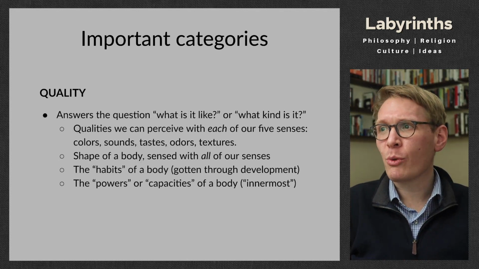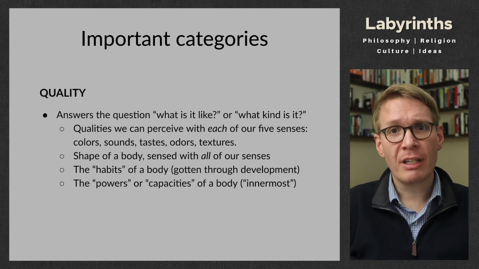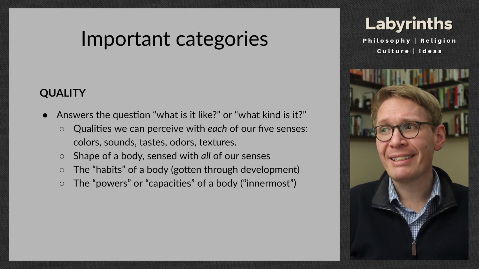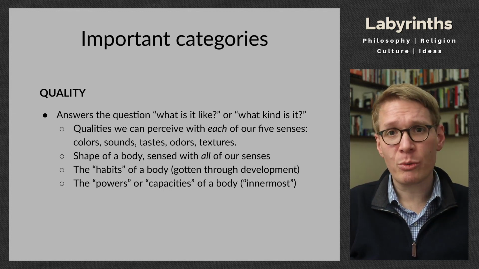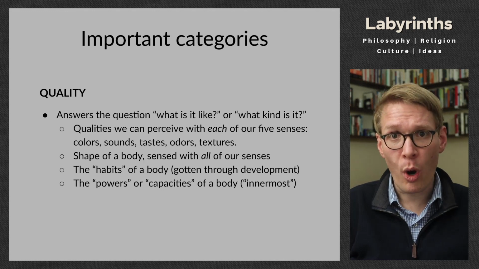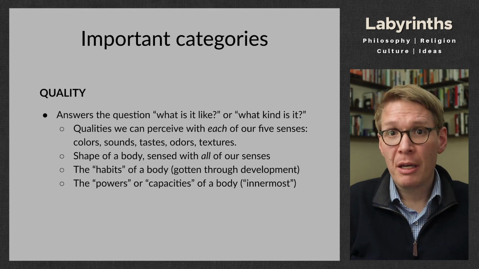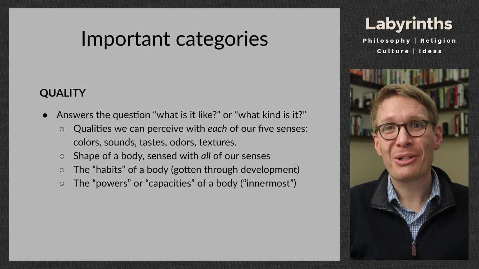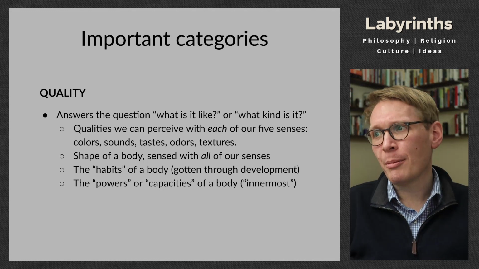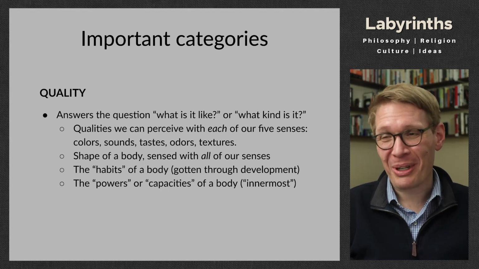Quality of a thing answers the question, what is the thing like, or what kind of thing is it? This can be something that we perceive with any one of our 5 senses. So the color of a thing, the sound, its taste, odors, textures. The overall shape of a thing might be sensed with all of our senses. That pertains to the quality of a thing. Also, the habits of a body gotten through development. So, I mean, I speak the English language, right? So that's one of my qualities. I am a speaker of English. It's almost a property of myself. And I just acquired that over time. It didn't come with my genetic inheritance or anything like that.